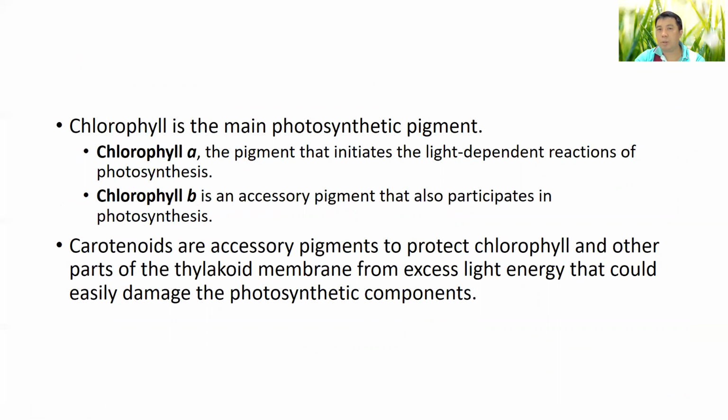Chlorophyll is the main photosynthetic pigment, and chlorophyll A is the pigment that initiates the light-dependent reactions of photosynthesis. In the coming lessons, you will study the light-dependent reaction, and you will see the role of chlorophyll A. Chlorophyll B and the carotenoids are accessory pigments that participate in photosynthesis, and they also protect chlorophyll A especially from excess light energy, which could easily damage the photosynthetic components.